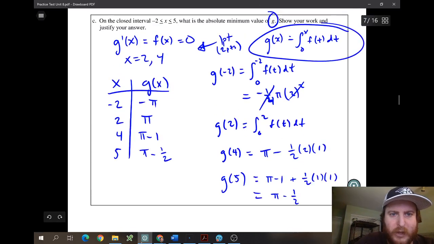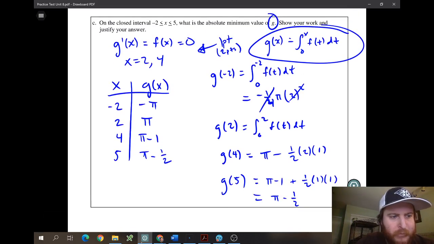So they asked us for the absolute minimum value. This is a little bit hard, but remember pi is 3.1. So 3.1 minus 1 is 2.1, and 3.1 minus 1/2 is going to be like 2.6. So the smallest value is at that negative pi.